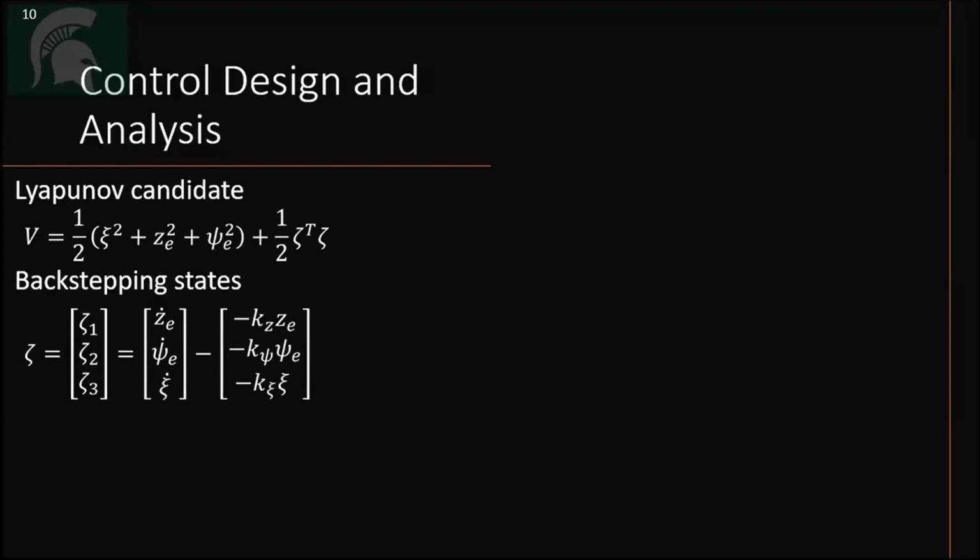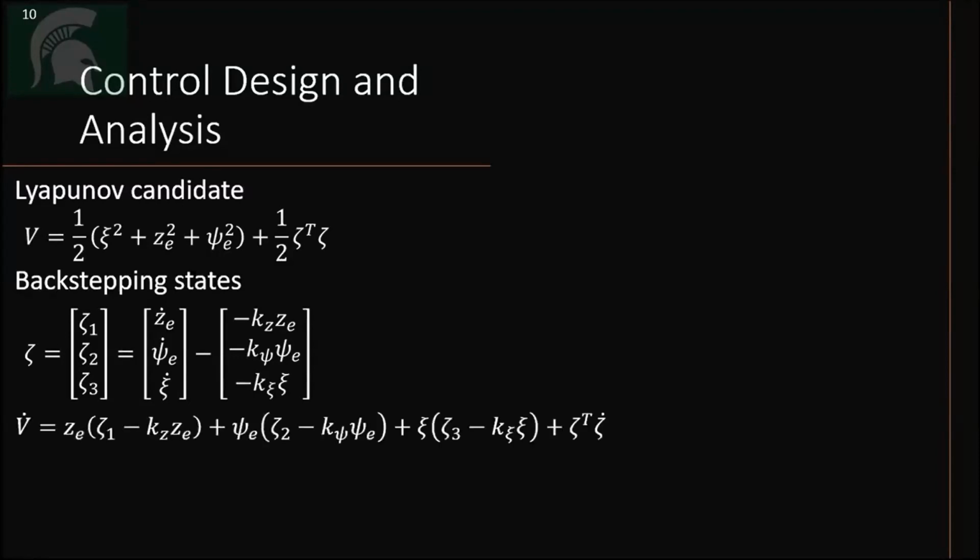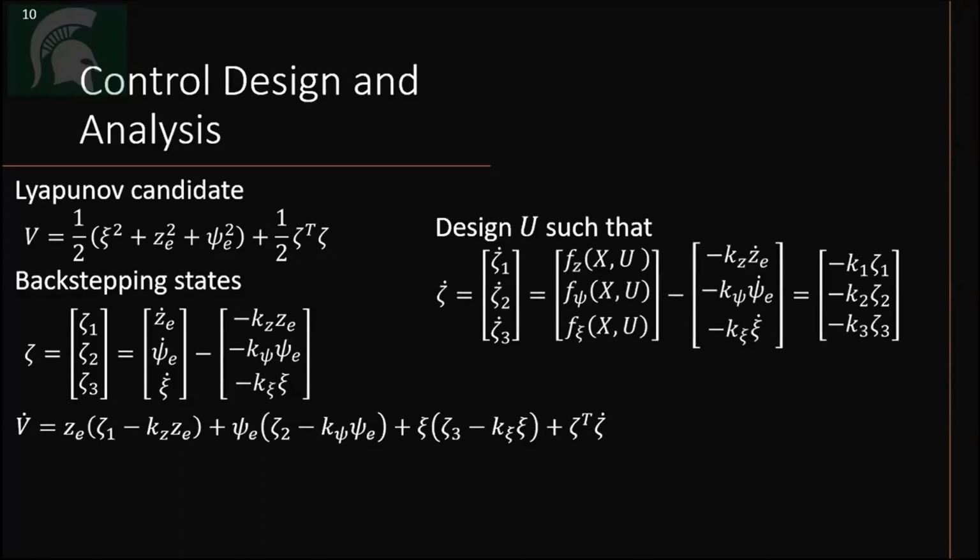which is a function of our error states from the vector PEA, and these new states zeta, which we define as the difference between the derivative of our error states and some desired stabilizing value. After that, the derivative of the Lyapunov function can be expressed as seen here. And from this step, because zeta dot is a function of our inputs, we can design the input such that zeta dot stabilizes the entire system.